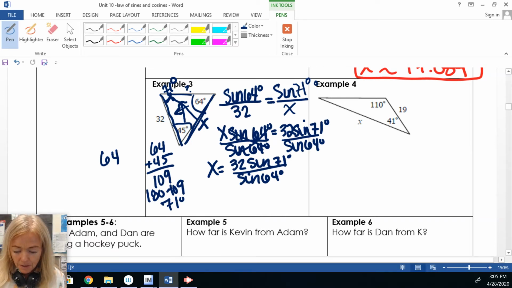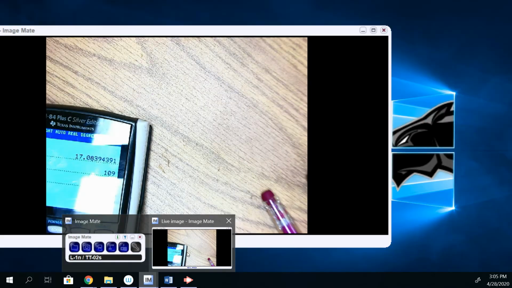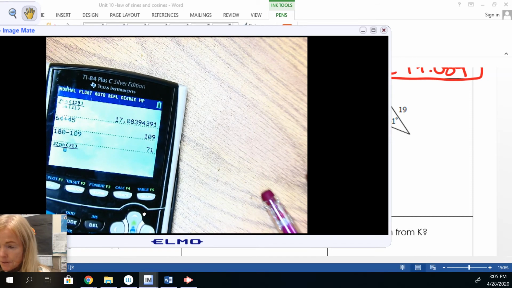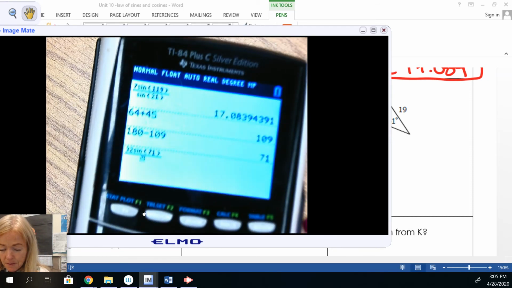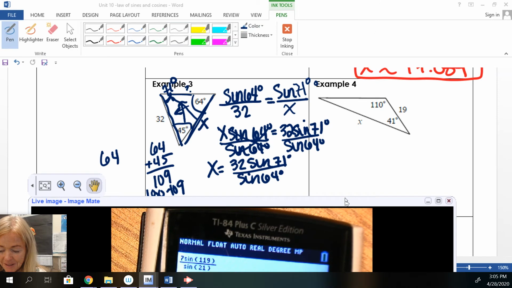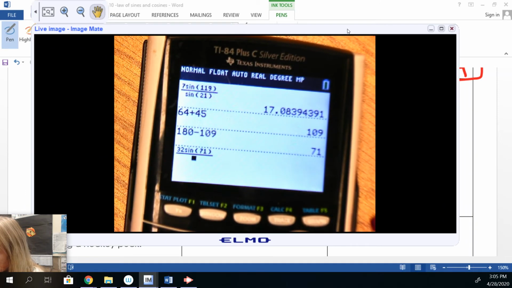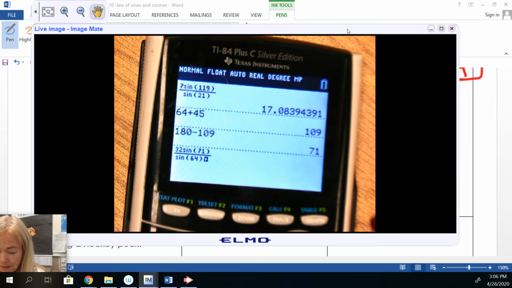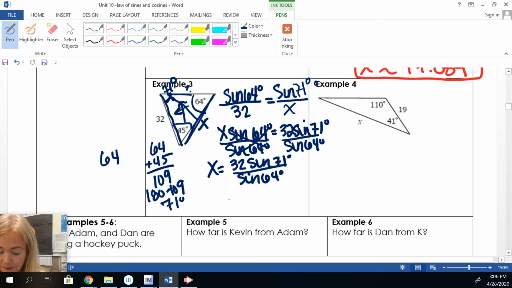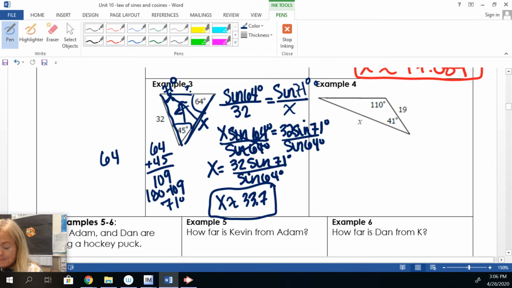So we have 32 sine of 71 over sine 64. All right, we'll just plug it in the calculator using that. So 33.7. So x is approximately 33.7. All right, pretty cool.